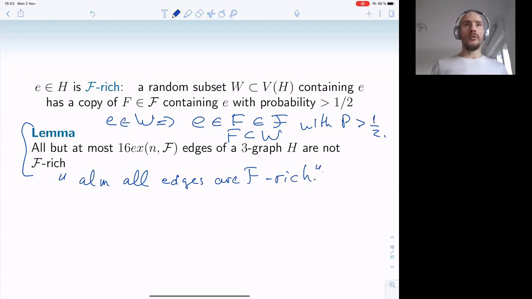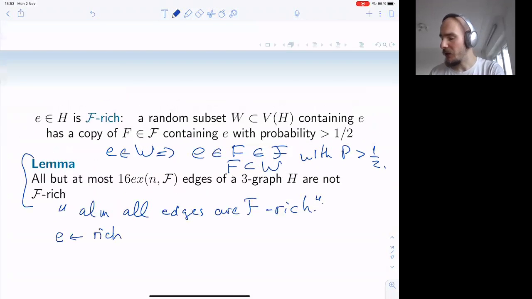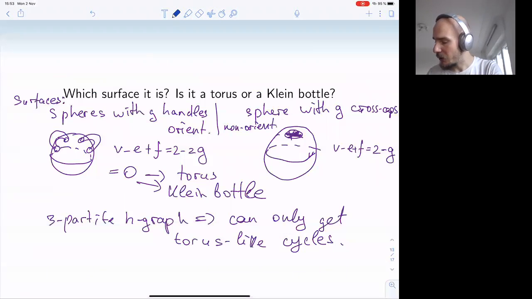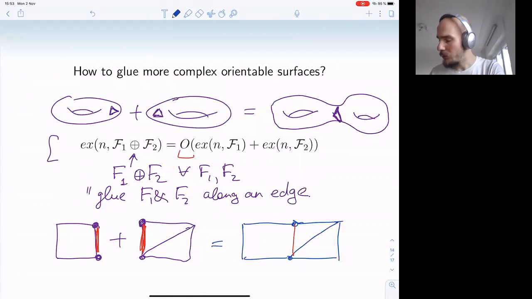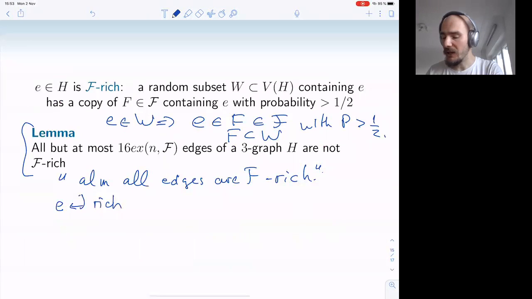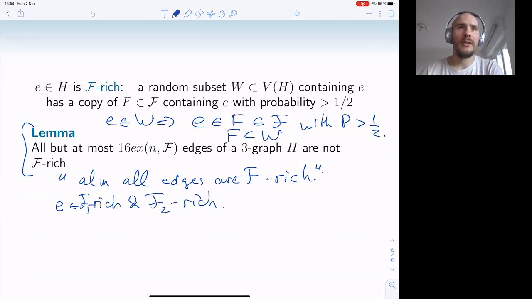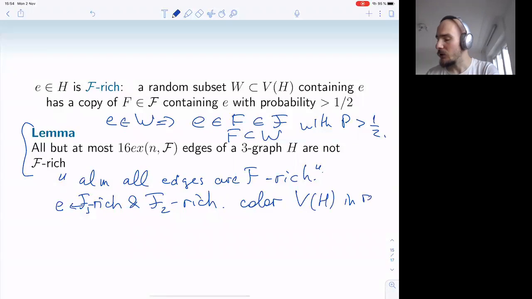So if we assume this lemma, that almost all edges are F-rich, then what do you do in this case? You just take an edge E that is rich. Going back to the previous statement, there we had two families, F1 and F2. So you can take E that is F1-rich and F2-rich. You take this edge because almost all are F1-rich, almost all are F2-rich. Then color V of H in red and blue.